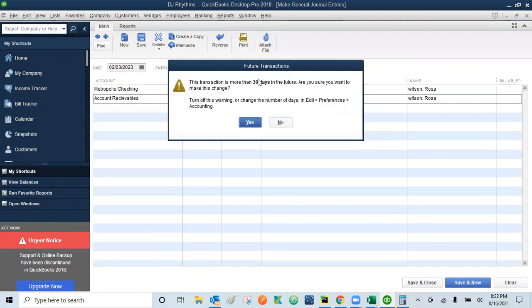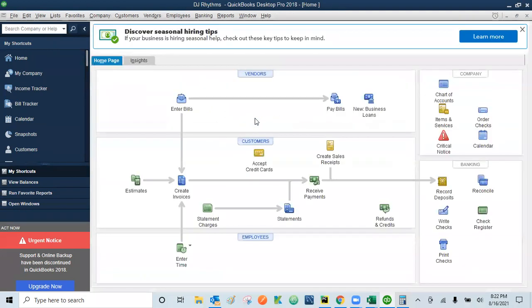Yes, of course, we are doing the transaction 30 days in the future because we are doing all the transactions in 2023. Say yes, and all done. So that's how you can do the transactions or general entries in QuickBooks.